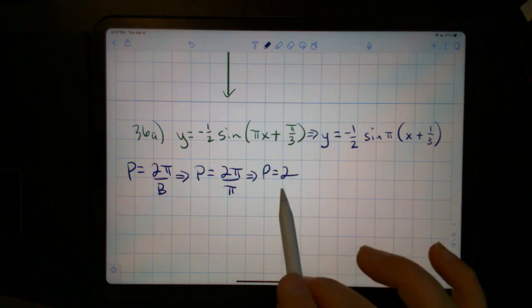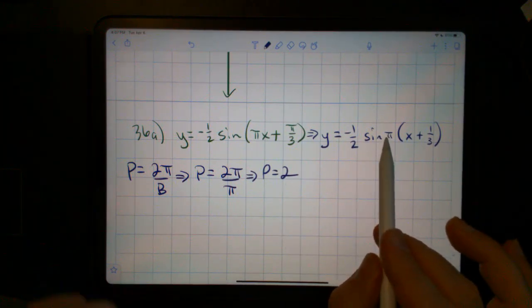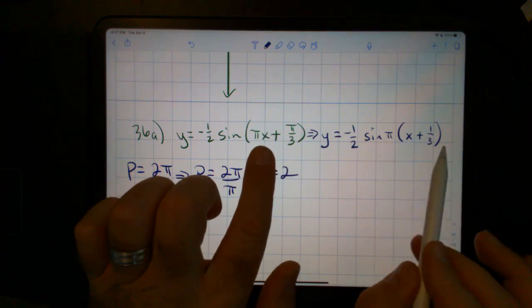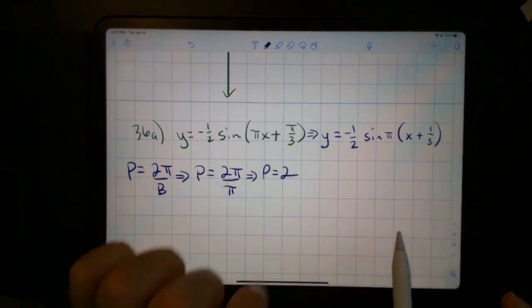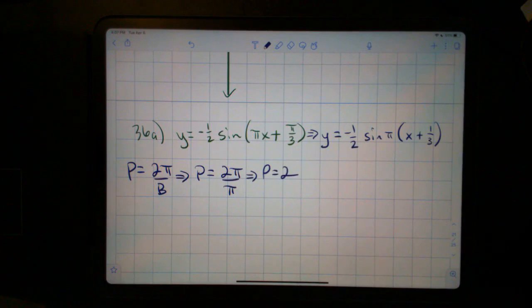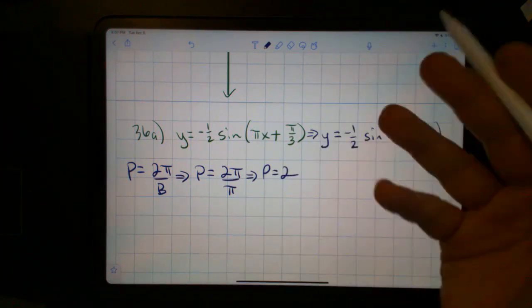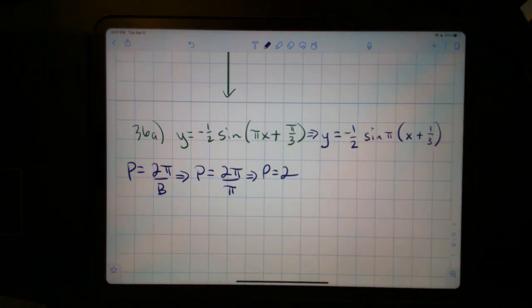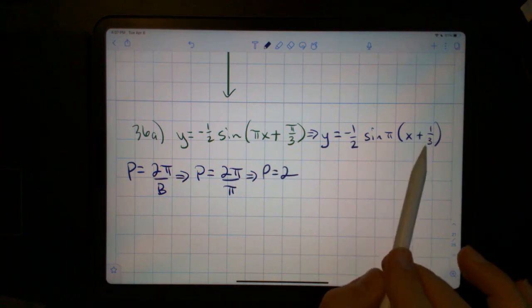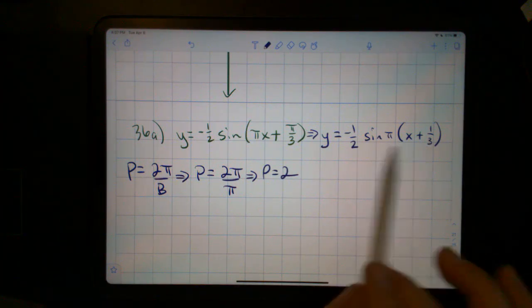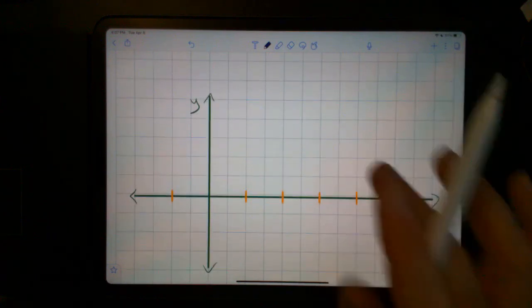So here the period is 2 because we factored a pi out. Pi times x is pi x. Pi times 1/3 is pi over 3. These are the same things. This is negative, so it's going to be reflected about the horizontal axis. Our period is 2, and we have a phase shift to the left of 1/3. So let's do this.